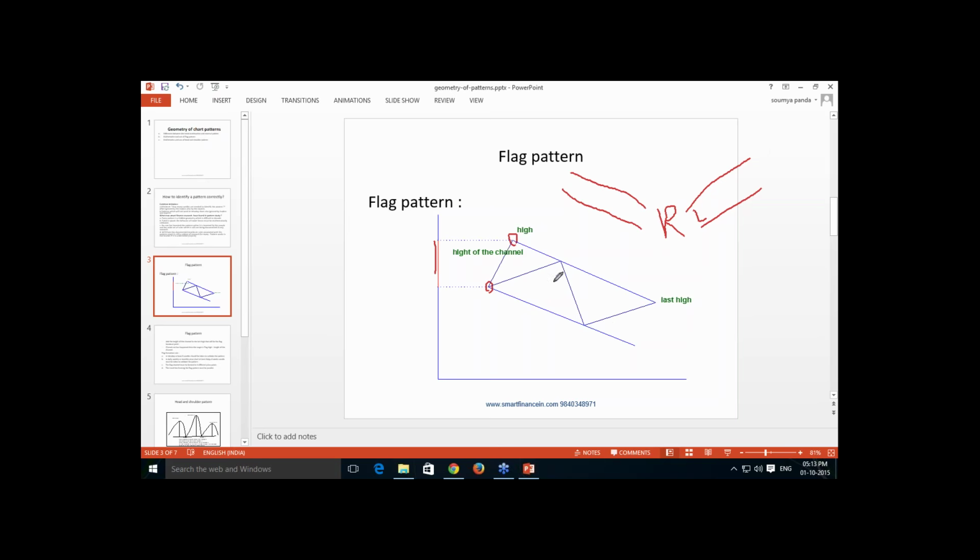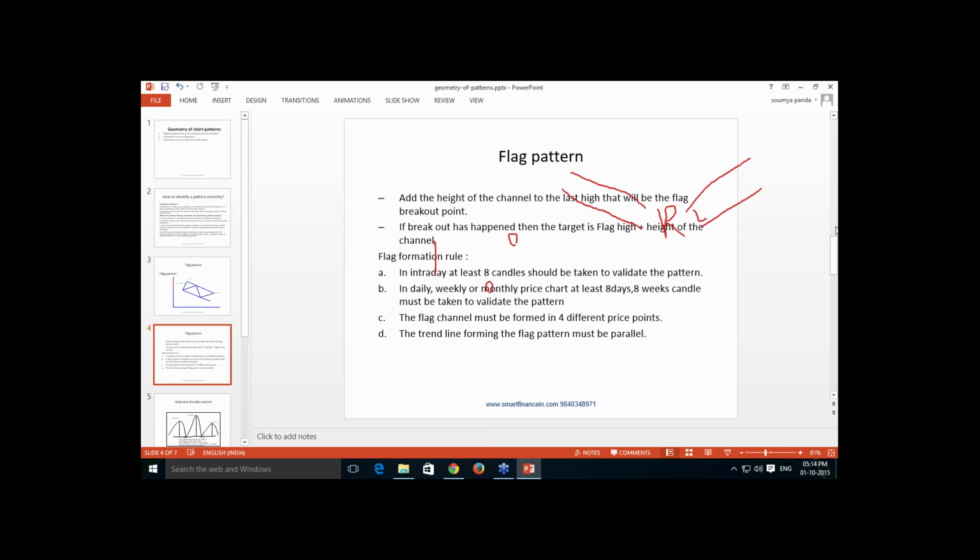It is not necessary that all candles will fall within that. If one or two candles are going above that, no problem at all, because that uniformity is very difficult to achieve. So this is just an approximation you have to draw. Then what is the rule associated with this?